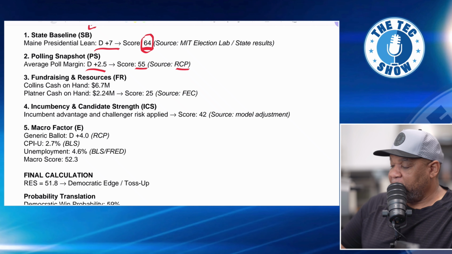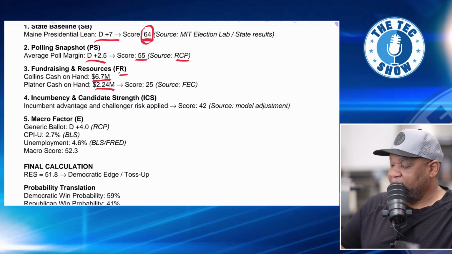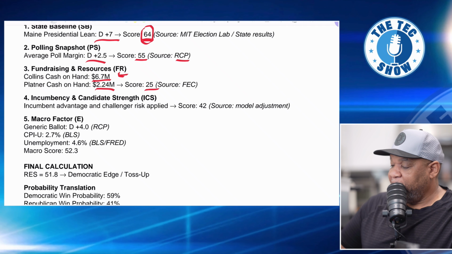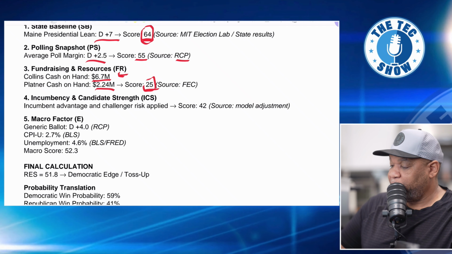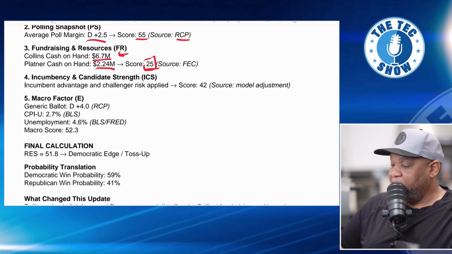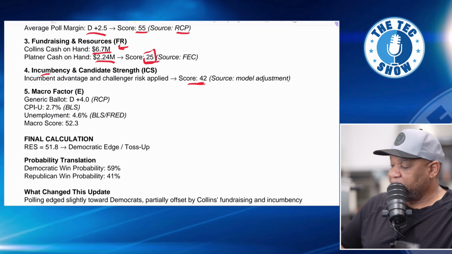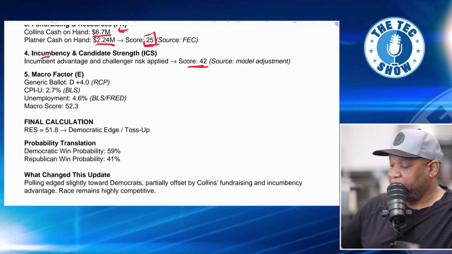Fundraising. Collins right now has 6.7 million, and Plattner has 2.24 million. So right now, Collins has the advantage because she is raising more money. This is the score here, and you see that score of 25. That means it's far, far to the right, and so that really favors the Republican, Collins. Okay, incumbency. Collins is an incumbent, and she has a score here of 42. So that favors the Republican.